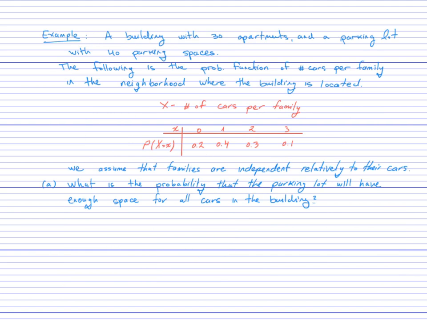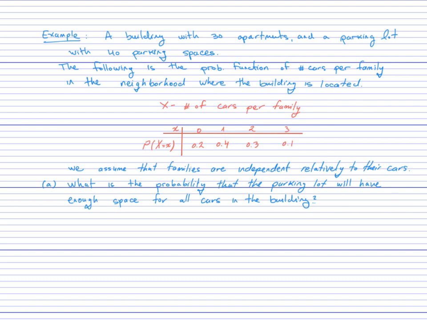So here's the example. Suppose that we have a building with 30 apartments and a parking lot with 40 parking spaces. The following is the probability function of the number of cars per family in the neighborhood where the building is located. So here's the random variable. Here's the distribution, the probability function of x, the number of cars per family. Just to be sure that we know how to read this probability function, let me explain what we see exactly here.